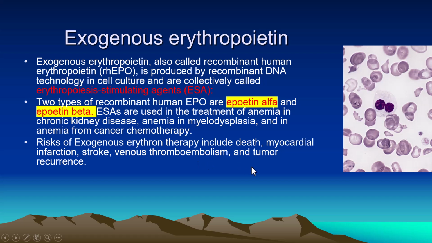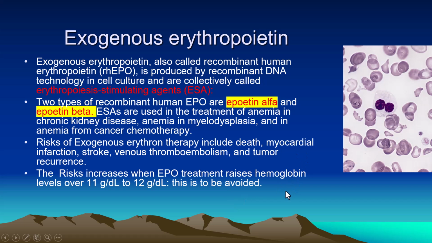And why does it cause recurrence of the tumor? Because it acts on these cells and causes generation of the cells. So a dormant tumor can be reactivated by therapy with erythropoietin.